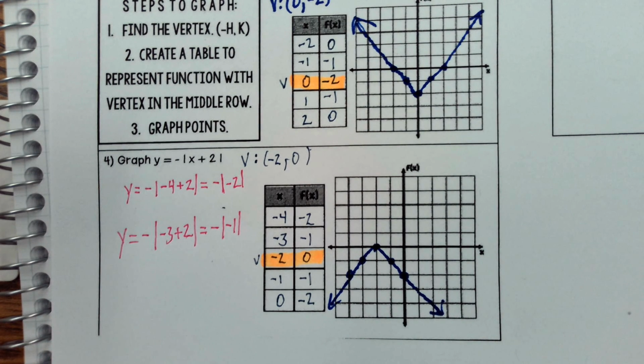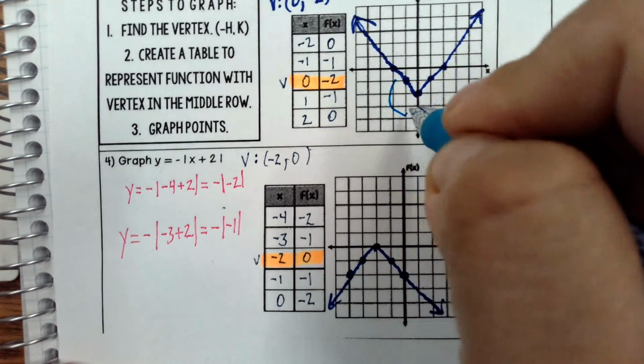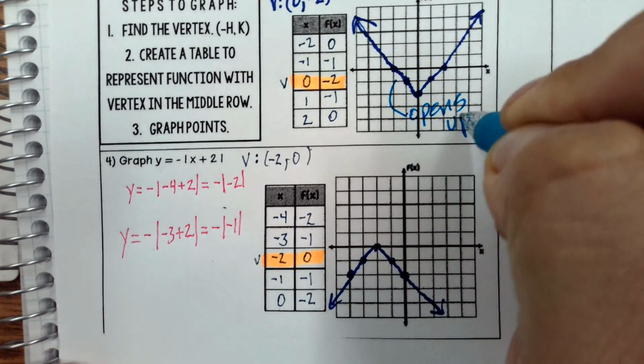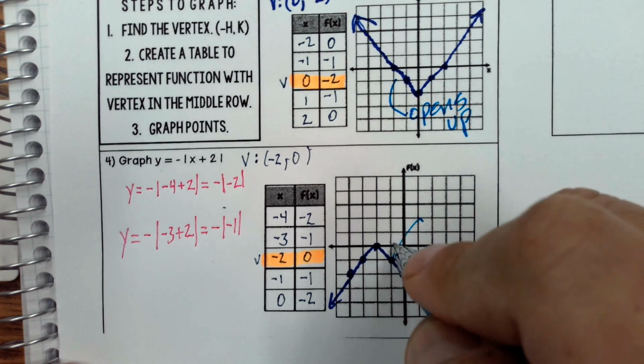This one's different, isn't it? This is called opening down. This opens up, this opens down. Okay. So I'm going to go ahead and point that out. This one opens up. Opens up. This one opens down.